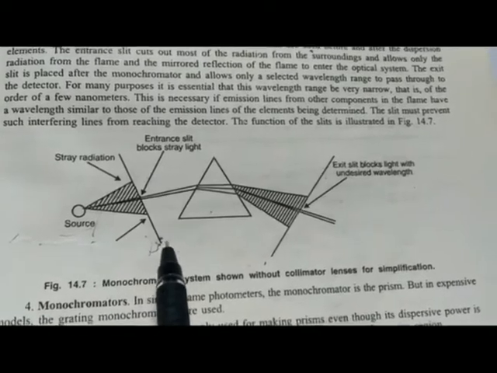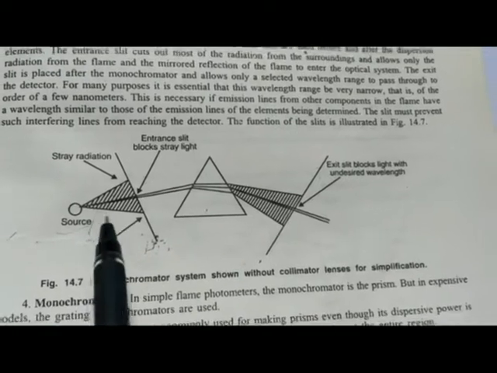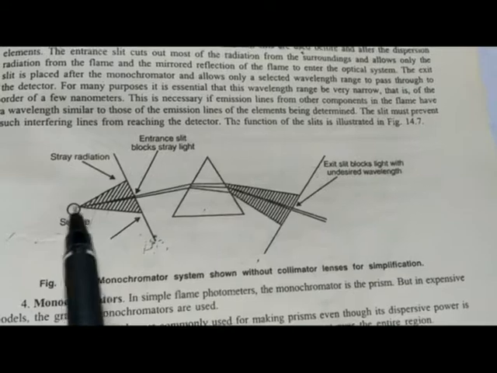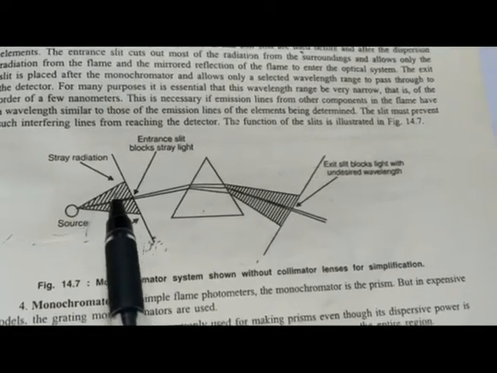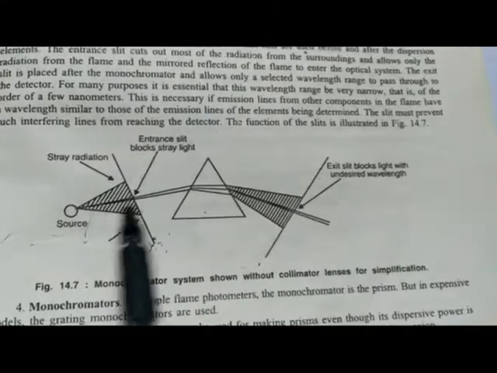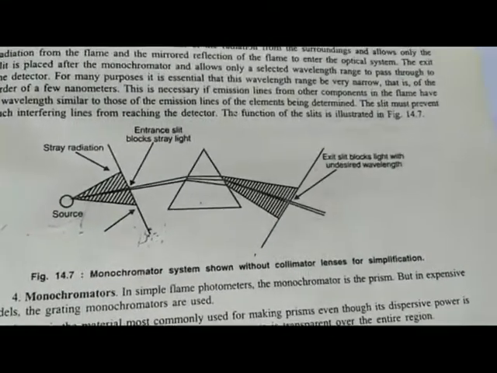So the entrance slit is used so that it passes only the radiation coming from the flame. Other radiation does not go to the monochromator or prism.